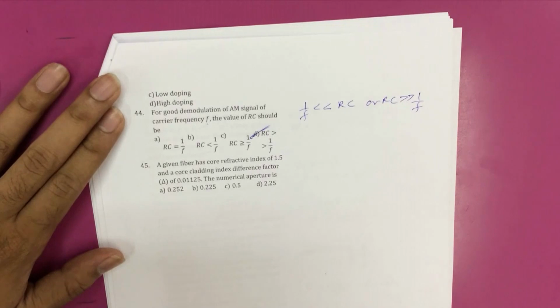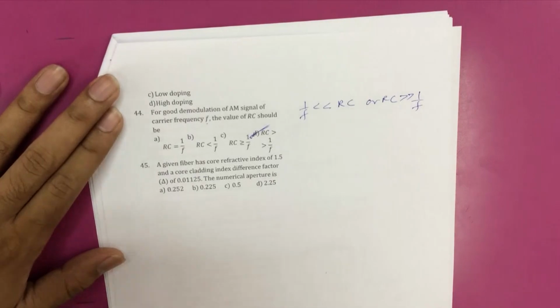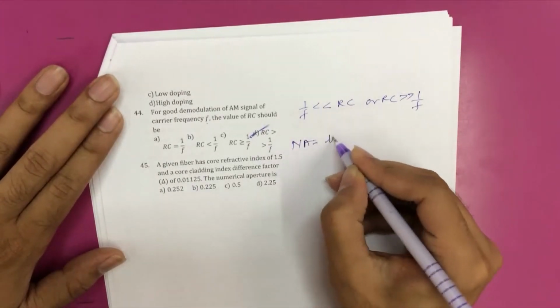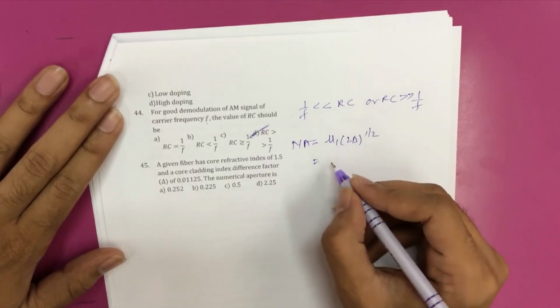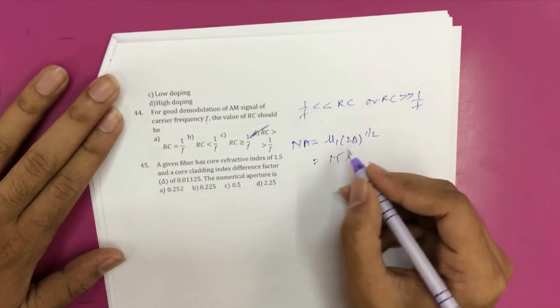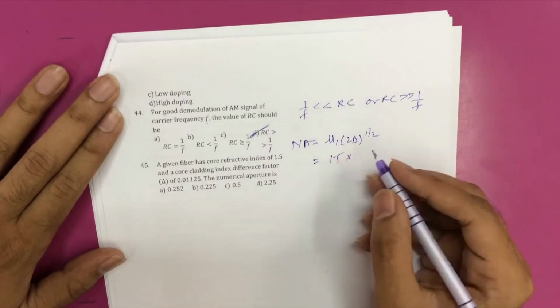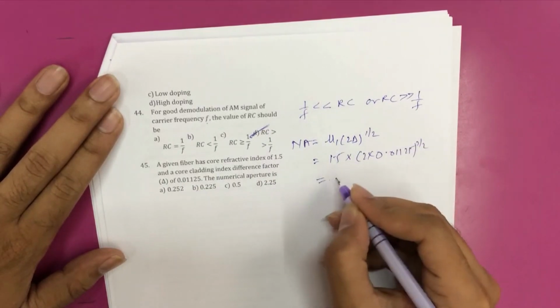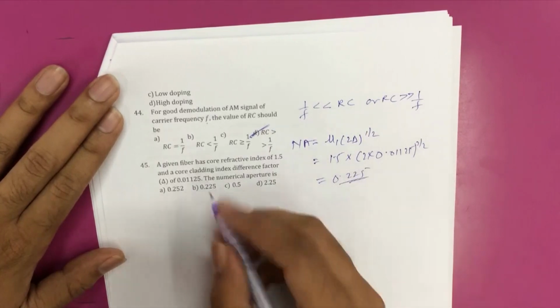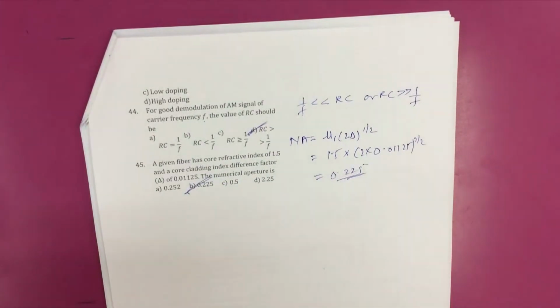Question 45. A given fiber has a core refractive index of 1.5 and a core cladding index difference factor of 0.01125. The numerical aperture is equal to mu1 into 2 delta raised to half. Mu1 is 1.5, that is the core refractive index. The delta value is 0.01125. Substitute, that is 2 multiplied by 0.01125 raised to half. Get the answer as 0.225. That is option B would be your right answer.